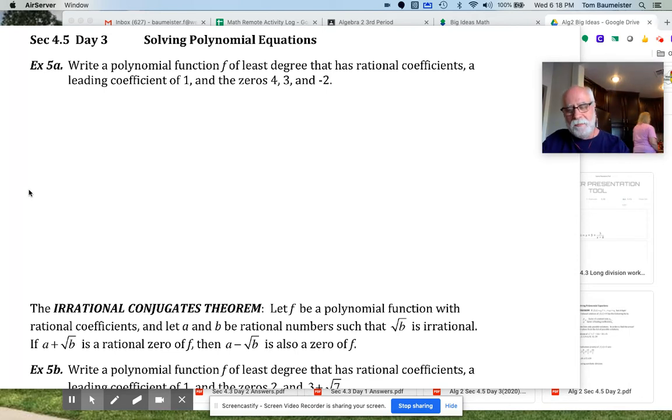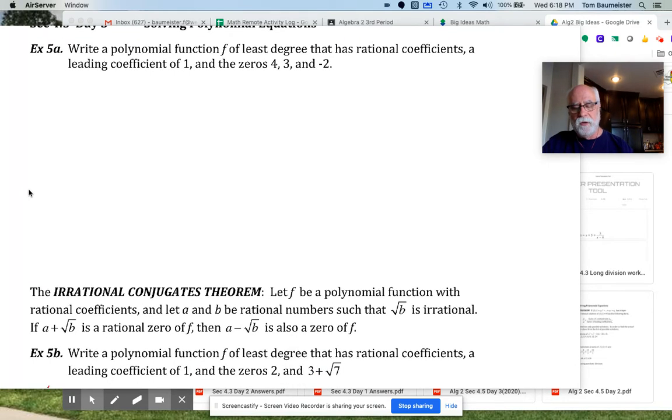So our first examples, I'm giving you two examples. One's a simple one that started with your first two problems on your homework, and then the last one kind of follows the last four problems. All right, so first one: write a polynomial function f of least degree that has rational coefficients, a leading coefficient of 1, and the zeros 4, 3, and negative 2.